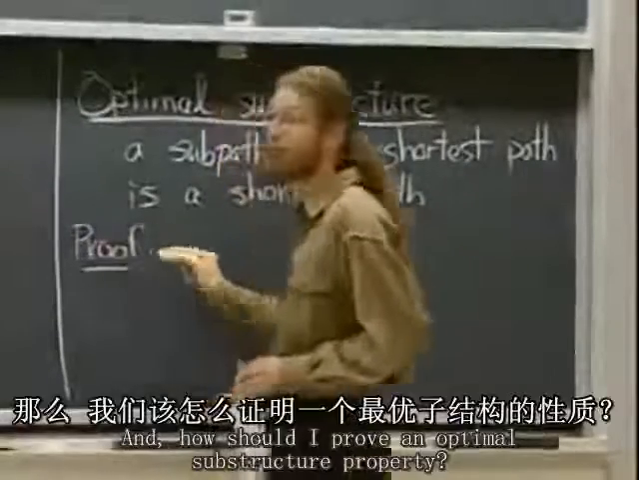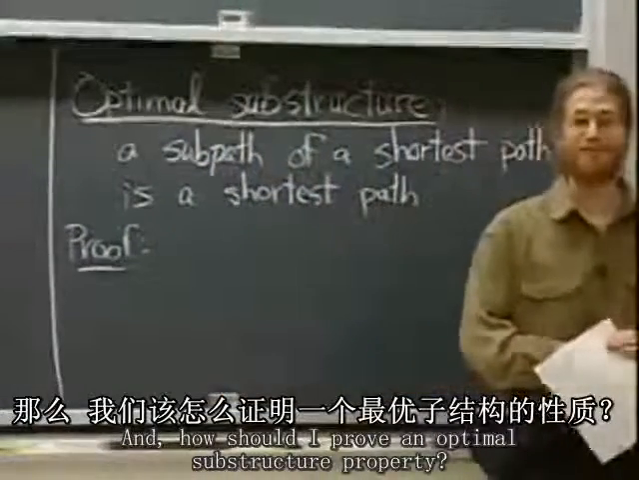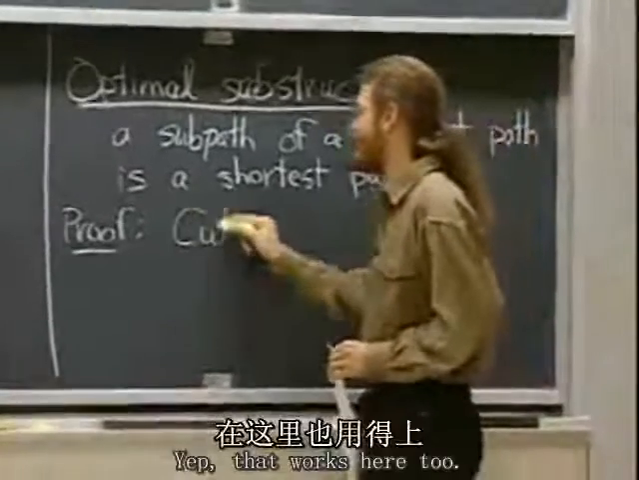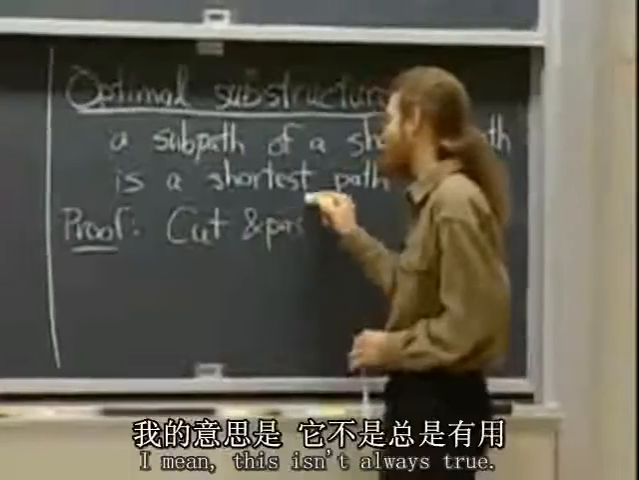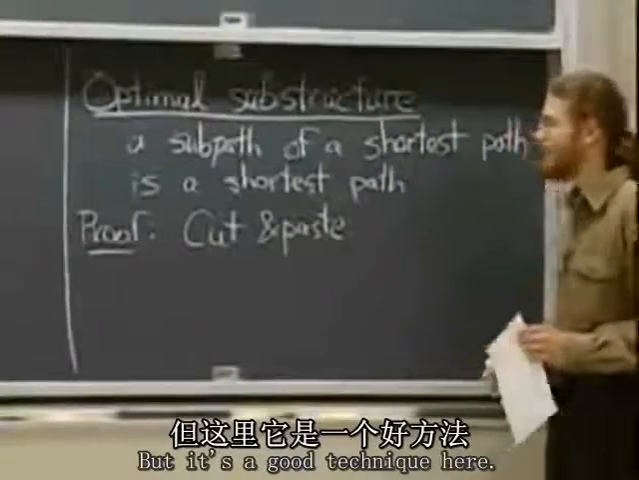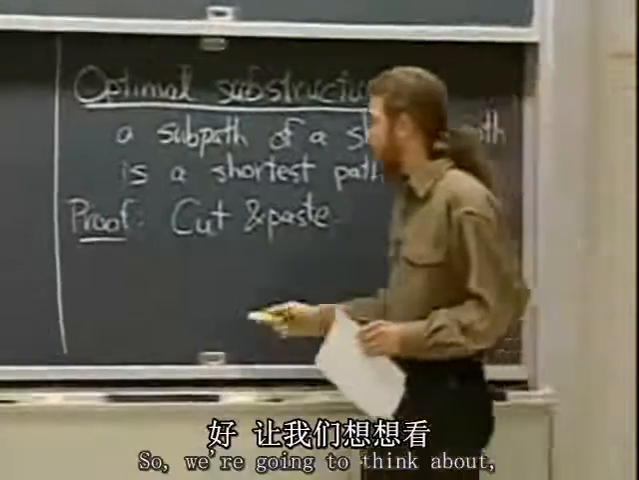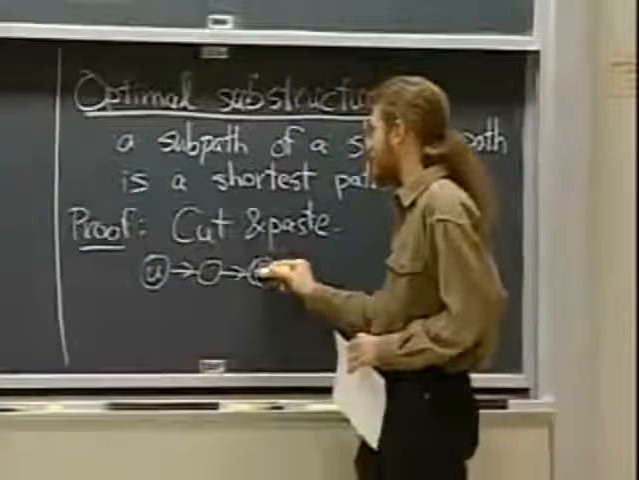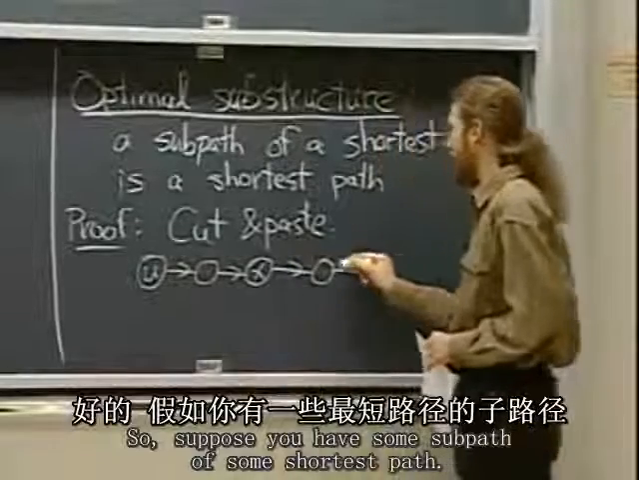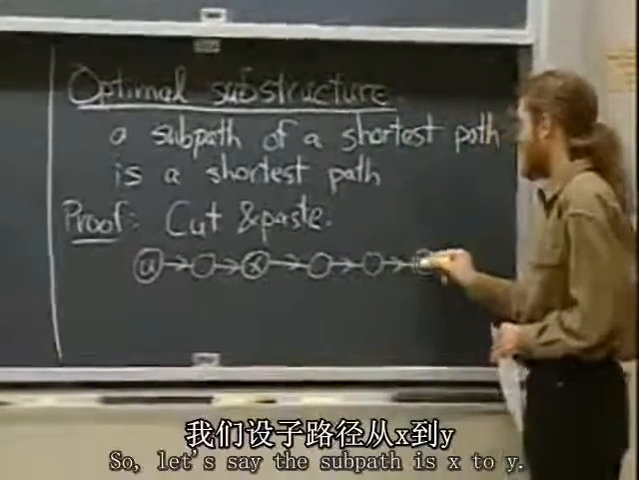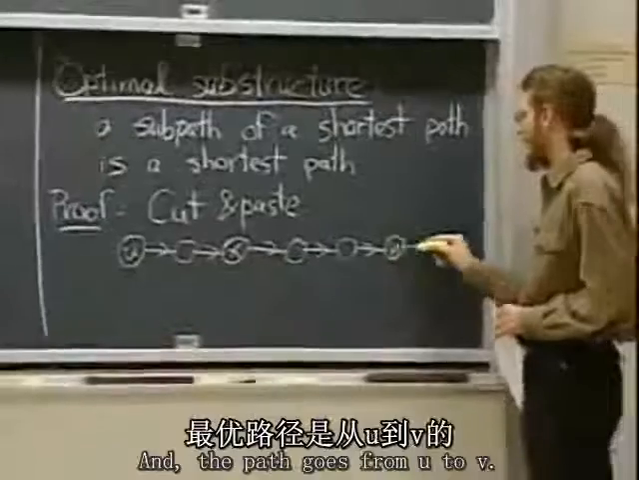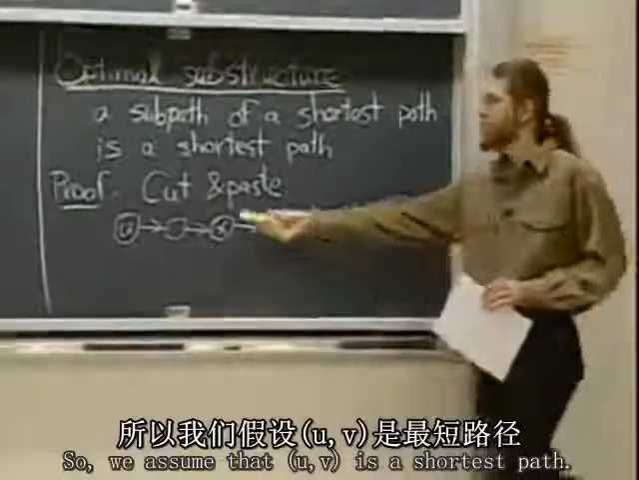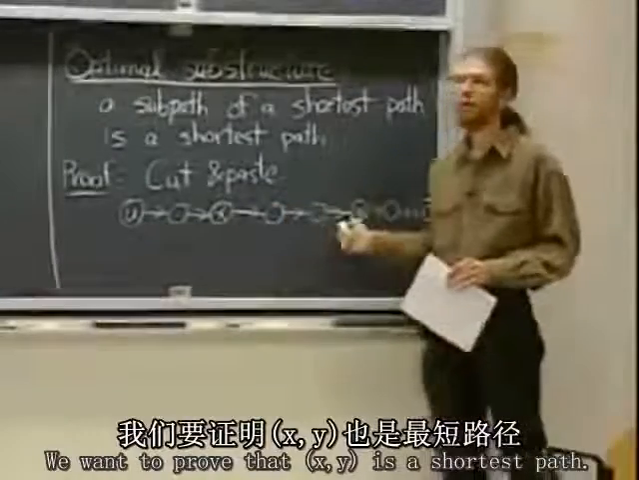And how should I prove an optimal substructure property? Cut and paste. Yep, that works here too. I mean, this isn't always true, but it's a good technique here. So I'll do essentially a proof by picture here. Suppose you have some subpath of some shortest path. Let's say the subpath is x to y, and the path goes from u to v. So we assume that uv is the shortest path. We want to prove that xy is the shortest path.